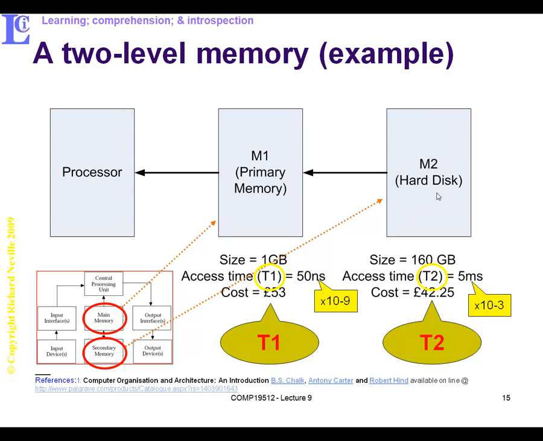So if the program or data is bigger than 1 gig, you're going to have to read it in multiple chunks of information. And then we're going to relate what this access time means. So 50 nanoseconds is 50 times 10 to the power of minus 9. And 5 milliseconds is 5 times 10 to the power of minus 3. So you can see that this is actually 6 noughts different to this. It is much, much faster.